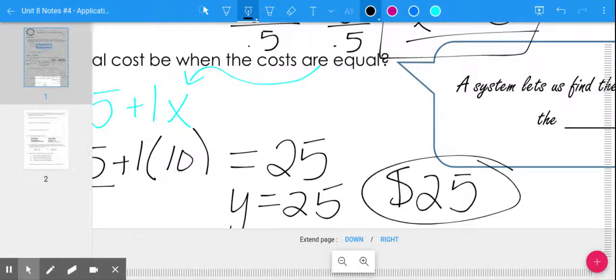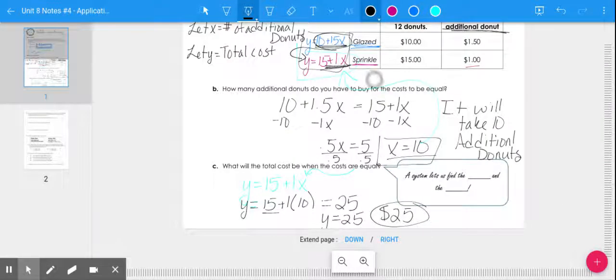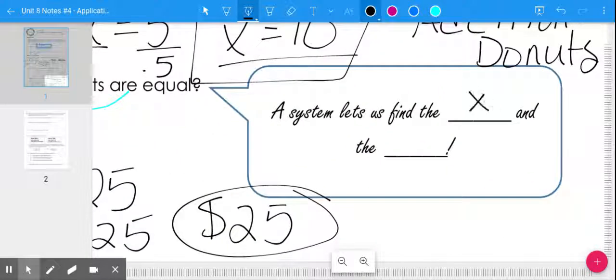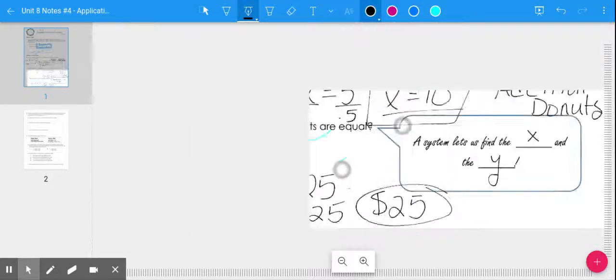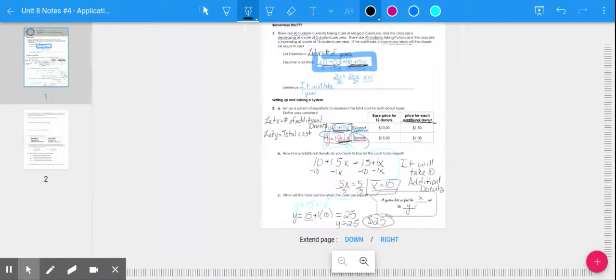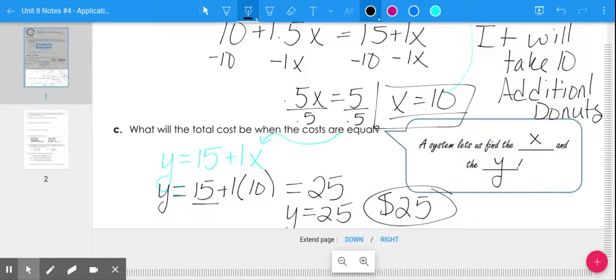And you can plug that 10 into the other equation too, into that one up there, and it'll also give you 25 as well. They'll give you the same thing. That's the really cool thing about a system, is a system lets you find the x and the y values. You're not confined just to finding one value. You can actually find both. Because when we started up here, you could only find this x. We only found the years. But now we can find both of those important pieces.